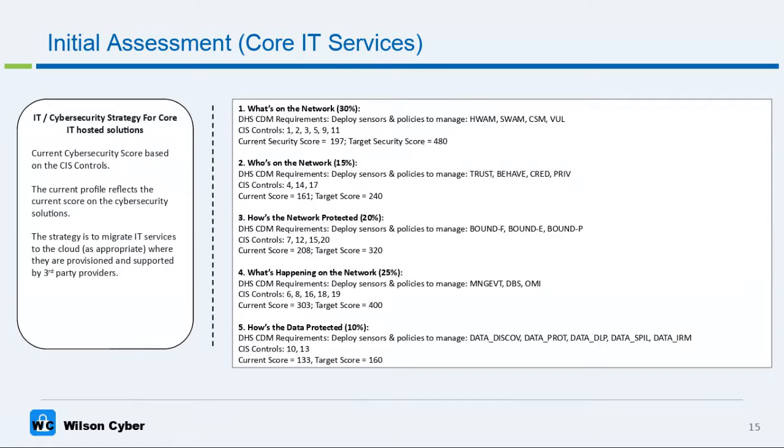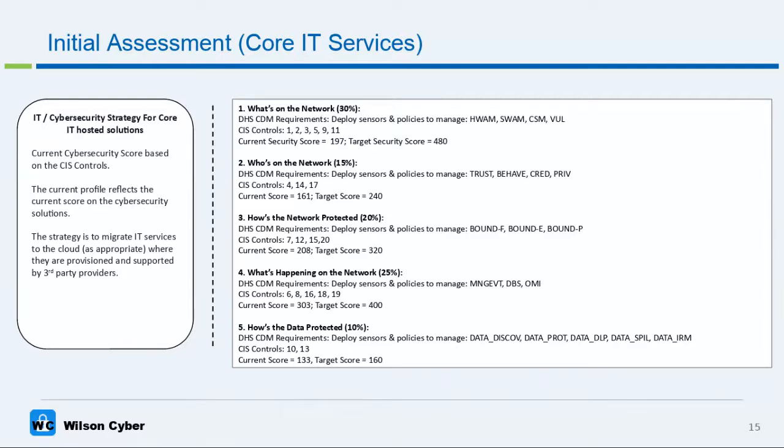The second focus area, who's on the network. Here we're looking at DHS CDM requirements where we deploy sensors and policies to manage trust, behavior, credentials, and privileges. 3 CIS controls, control 4, 14, and 17. Our current score is 161. Our target score is 240, so we're about 79 points lower than where we want to be. And again, that's for 3 controls, which comprises 15% of our total program.